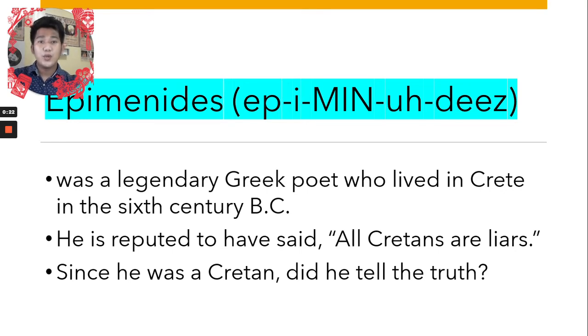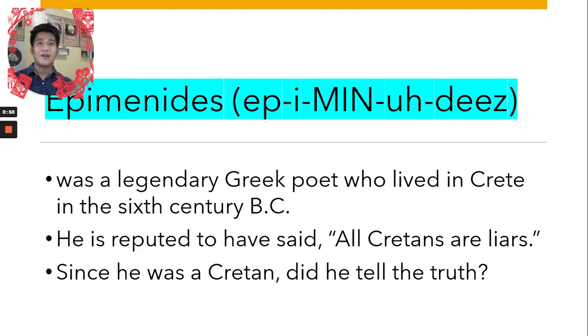Okay, do you know who Epimenides is? Epimenides was a legendary Greek poet who lived in Crete in the 6th century BC. Now, he is reputed to have said, all Cretans are liars. Take note. He said that all Cretans are liars. He is a Cretan, yet he said that all Cretans are liars.